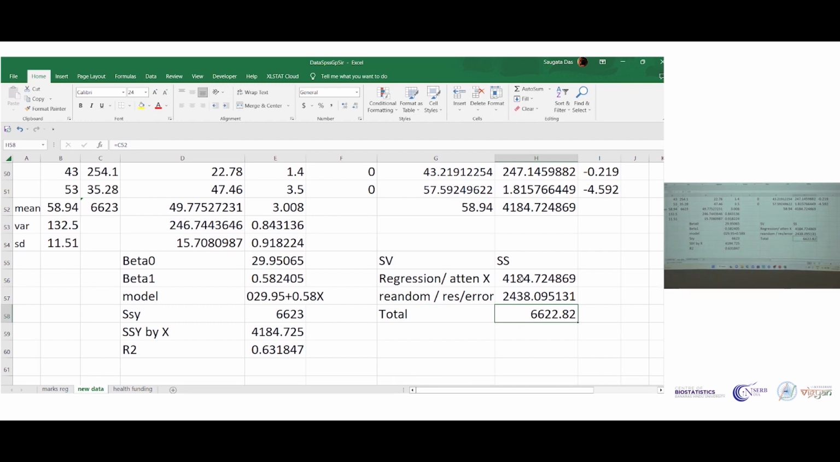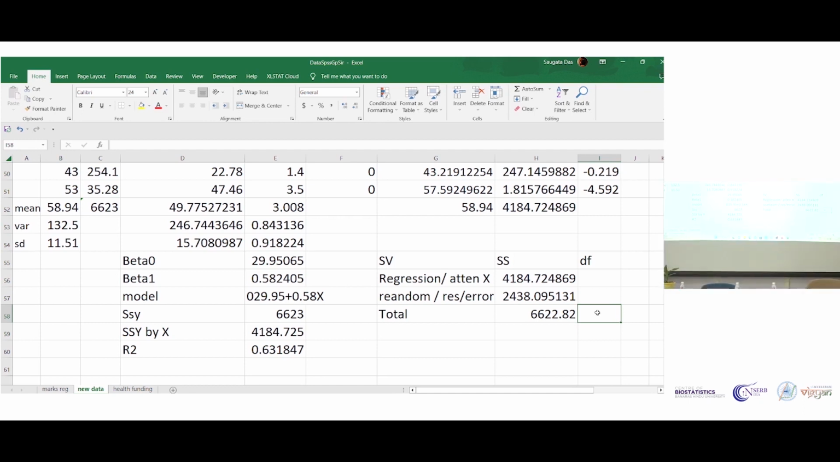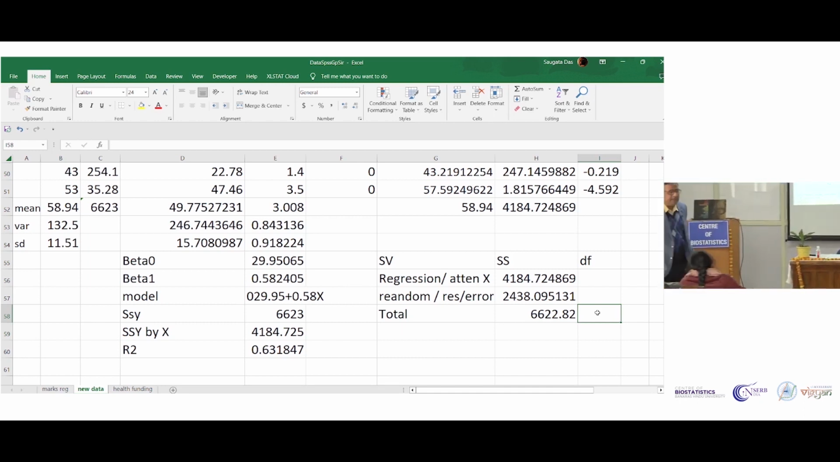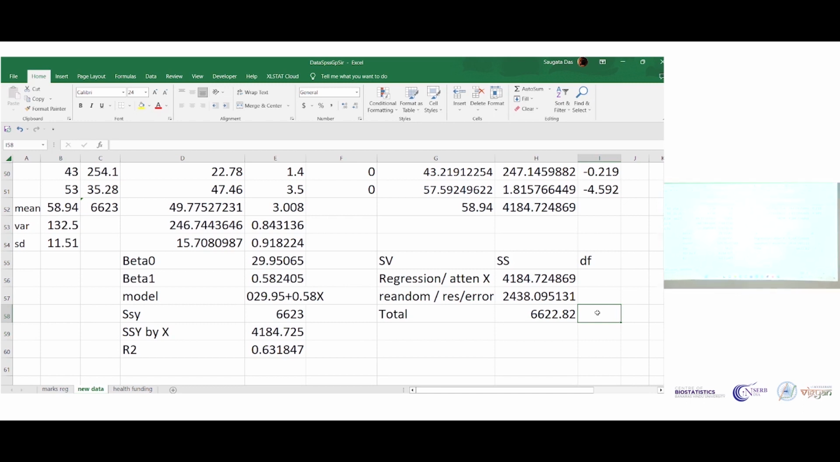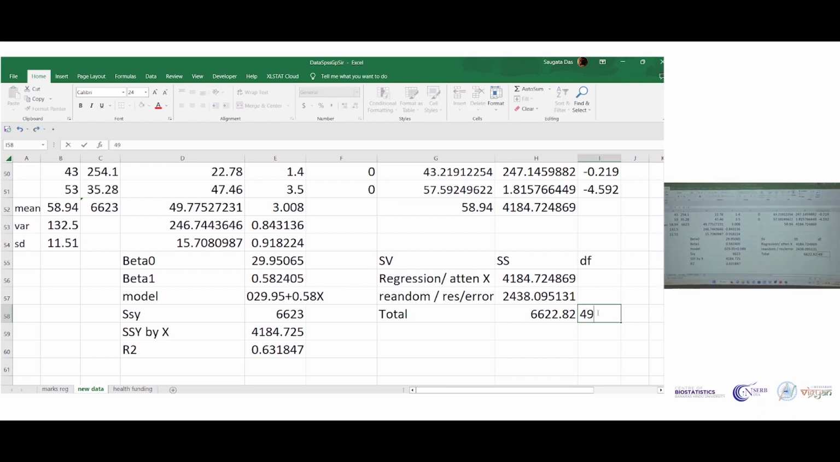ओके. The next column is DF, degree of freedom. So, for total, it is n minus 1. किसके लिए? Total के लिए. n minus 1. So, what was the n? 50. So, it is 49. Okay, this is degree of freedom of sum of square. ठीक है?